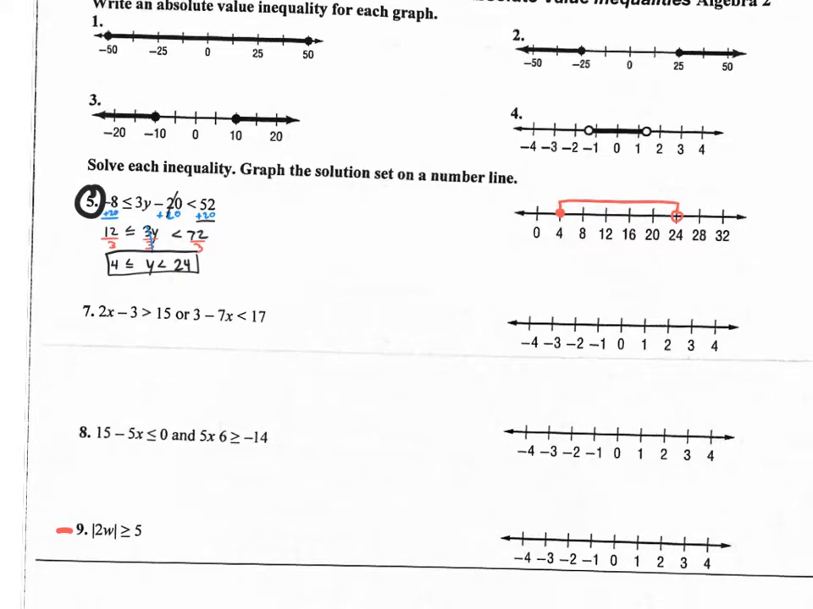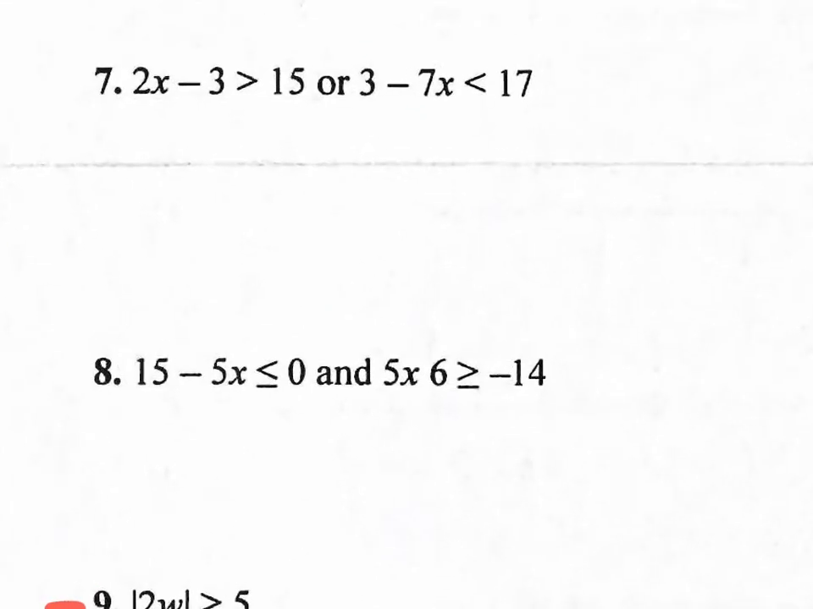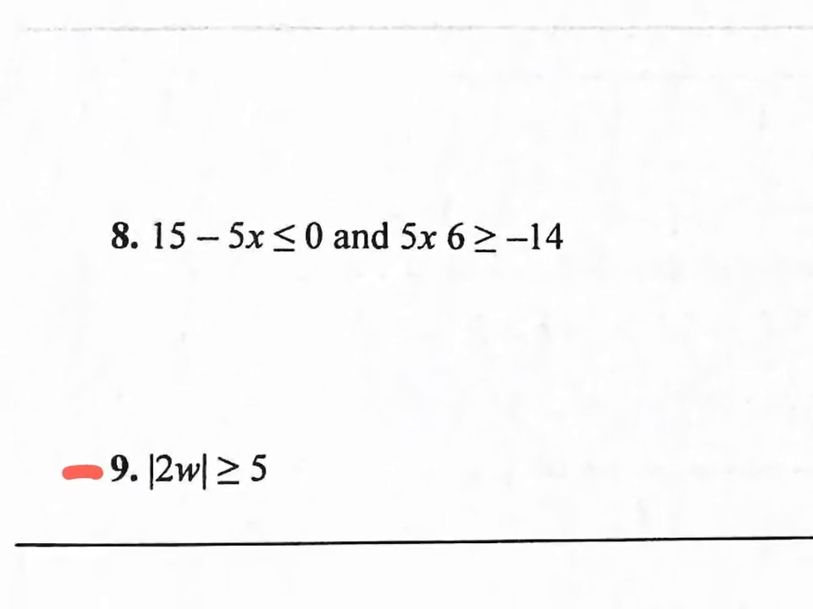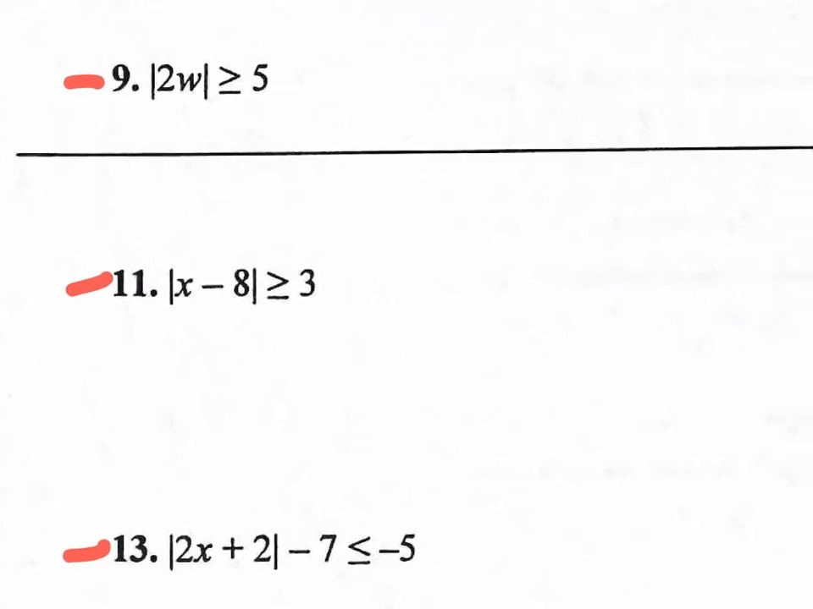Okay, so we're skipping 7 and 8. If you happen to have already done them, that's okay. It's just the graph will be confusing. We'll explain the graphs tomorrow in 7 and 8. But let's jump to some absolute value inequalities. So number 9, it already has it isolated. So what do we need?